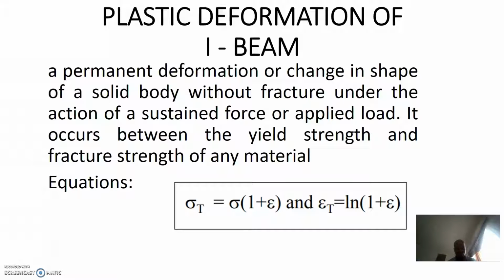Plastic deformation is a permanent deformation that occurs as a result of a load applied on the I-beam that is more than the ultimate or the yield strength of the I-beam, or the structural material that we are trying to model. So the load that I want to apply on this I-beam has to be more than the yield strength of this material before plastic deformation can occur.